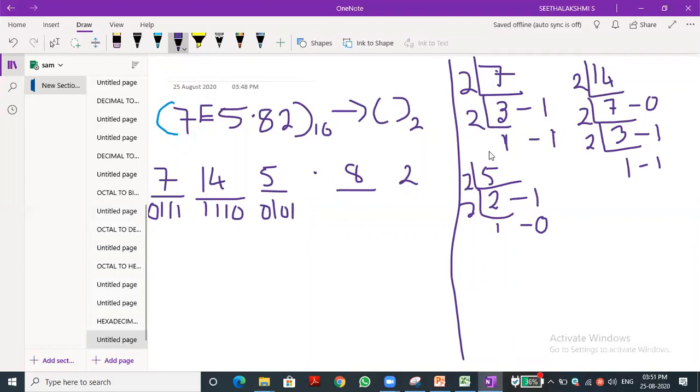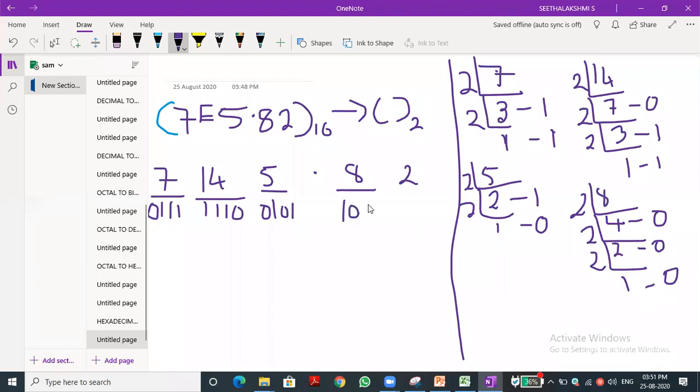Now 8. Four 2s are 8, remainder 0. Then two 2s are 4, remainder 0. One 2 is 2, remainder 0. So what is the value? 1 0 0 0. Then 2. 2 means the same thing: if you divide by 2, you get 1 0. One 2 is 2, remainder 0. That is 1 0, so we need to add two 0s in front of it.